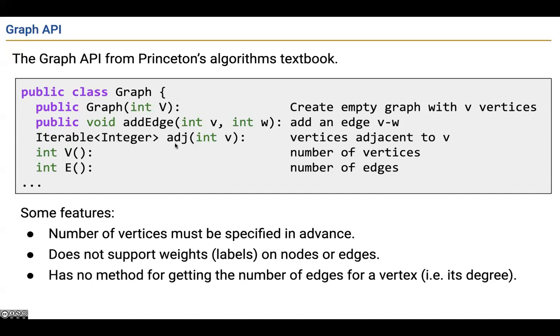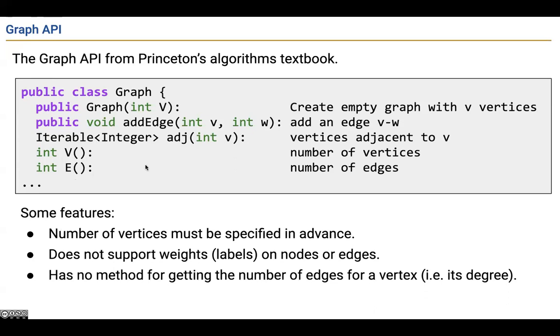But the key idea is it's going to return a list or an iterable or a collection of all the vertices represented by numbers that are adjacent to the vertex that you passed in. And then you can also ask how many vertices are in the graph in total. You can also ask how many edges are in the graph in total. And that's it. That's all the Princeton algorithms textbook graph class lets you use.